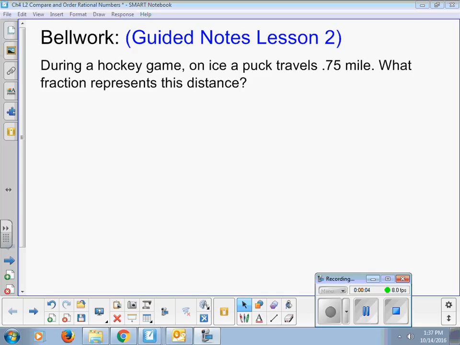Lesson 2 of our guided notes. During a hockey game on ice, a puck travels 0.75 miles. What fraction represents this distance? So we have the decimal 0.75. If you remember from yesterday, we used place value.